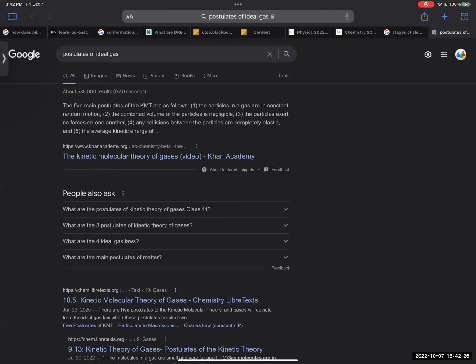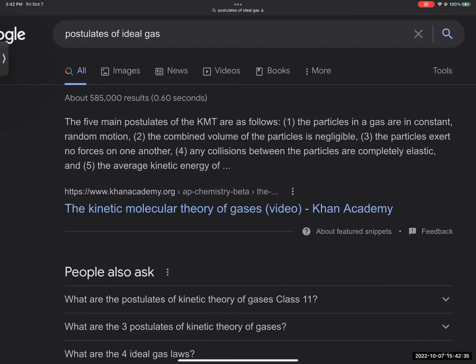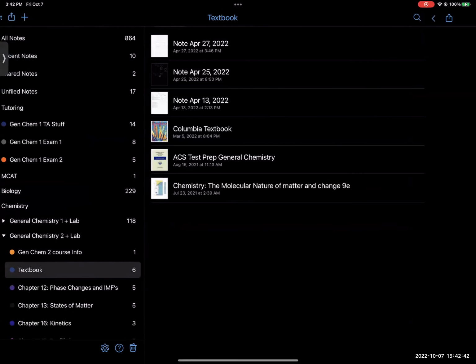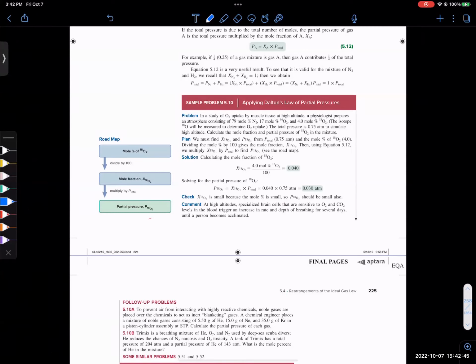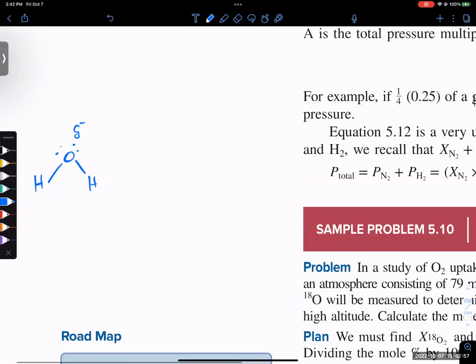Okay, so as seen, the third postulate is that the particles exert no forces on one another, right? So when we go back to what I was showing you earlier, I can just do it here. Two water molecules. And it's good to use water as an example because it has this negative side here, which is interacting with other molecules.